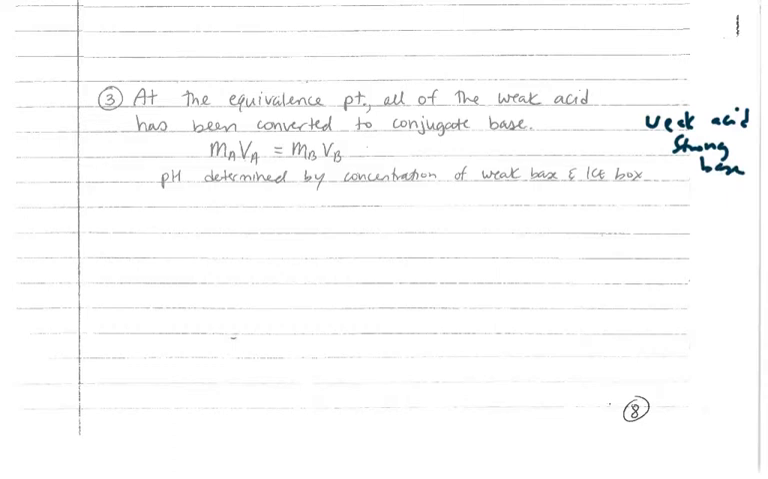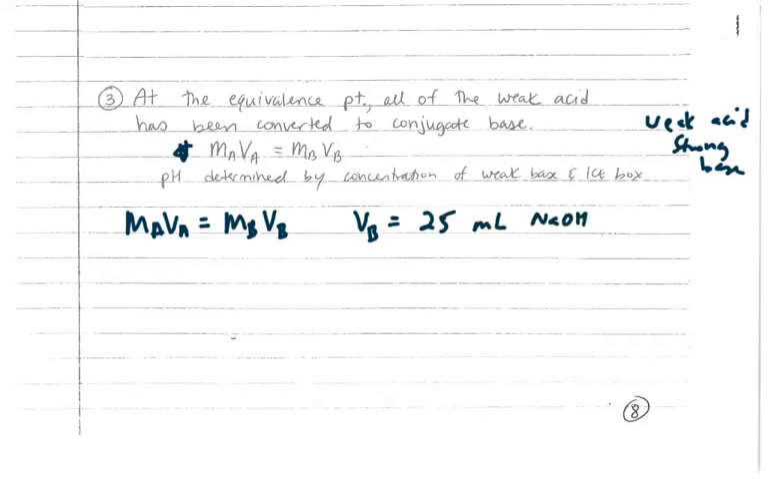All right, so to figure out the volume, it's the same. We're still using this equation here: the volume of acid times the concentration of the acid equals the volume of base times the concentration of the base. And we solved in the previous lecture that this was 25 milliliters of NaOH. So when we add 25 milliliters of NaOH, we are neutralizing all of that weak acid.